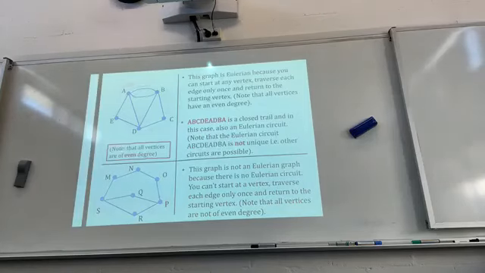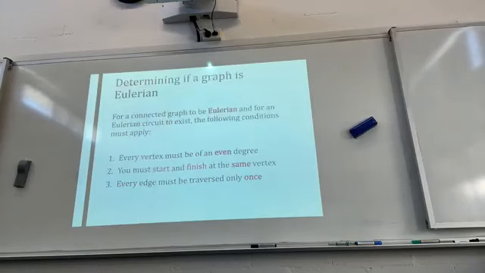Alright, here, I put a note down. All vertices are of even degree. Now, to determine if the graph is Eulerian: for a connected graph to be Eulerian and for an Eulerian circuit to exist, the following conditions must apply. Each vertex must be of even degree. You must start and finish at the same vertex, and every edge must be traversed only once. That's it. So you must satisfy these 3 conditions to determine if the graph is Eulerian.